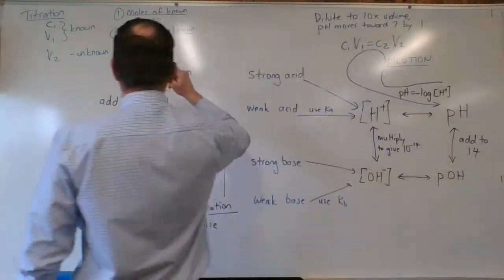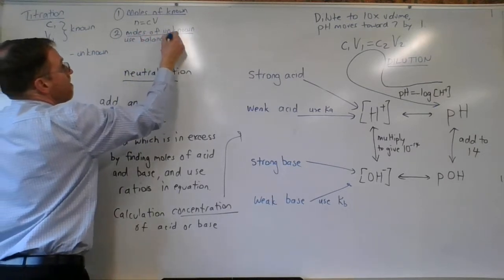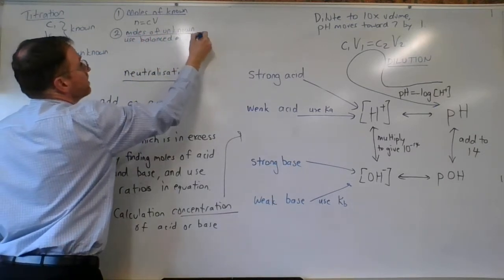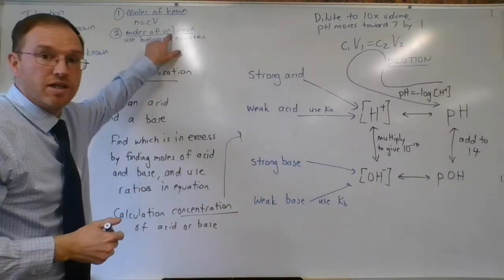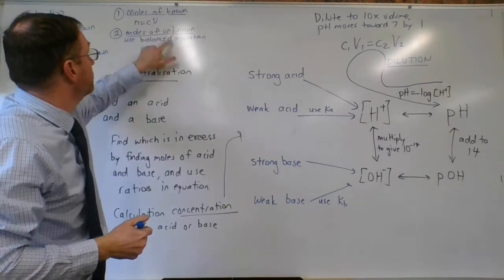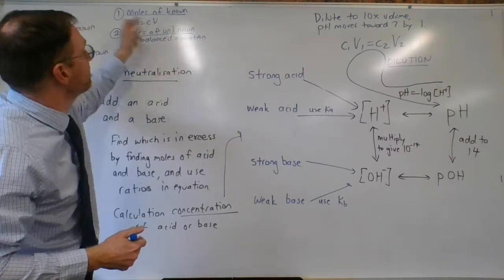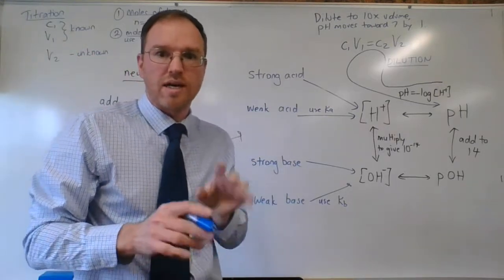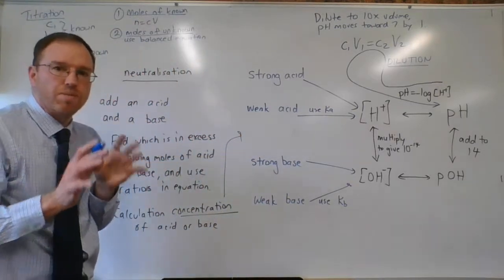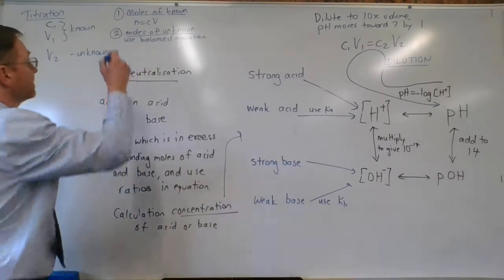So if you use a balanced equation, you can work out the moles of your unknown. If you have 2 moles of the unknown in the equation for each 1 mole of the known, then you're going to have to double the number of moles. If you have 2 moles of this for each 1 mole of this, you're going to halve it. You can practice that calculation. You can look at worked examples, but I just want to show you the basic principle of what we're doing. Use the balanced equation to find the moles of the unknown.